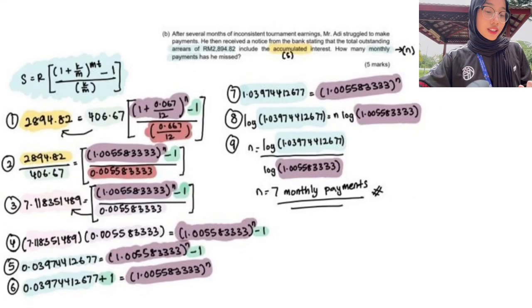So for the last question, the bank has stated that Mr. Adi owes 2,894 ringgit and 82 cents in arrears including interest, and his monthly payment is still 406 ringgit and 67 cents. So for this question, I will use the future value annuity formula, substituting the arrears, the installment amount, and the monthly interest rate. After rearranging, moving and solving from step 1 until step 7, we start using logarithms from step 8, and we will get n equals 7 monthly payments.